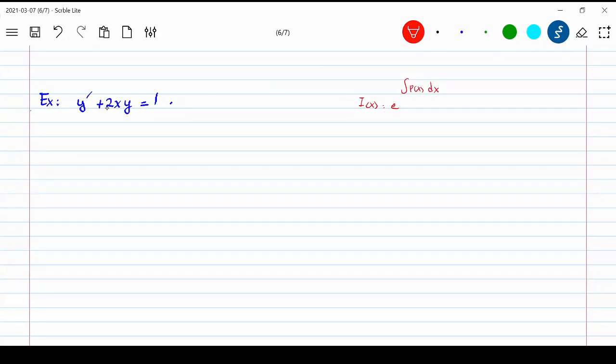So what do I need? I need to figure out what is p(x), what is q(x). In this case, it's given already. This is in the right format. This is our p(x), and here q(x) is simply 1. So what is the integral of p(x)? The integral of 2x dx would be simply x squared. Then our integrating factor would be e to the power x squared.